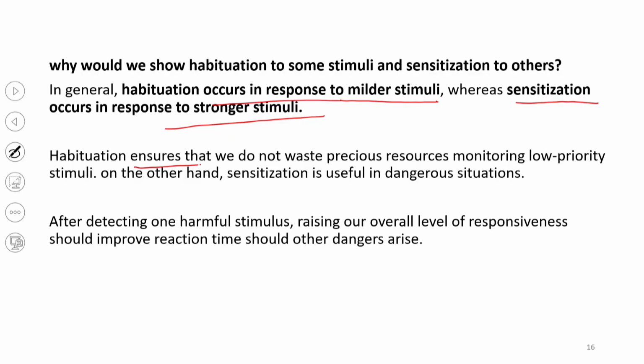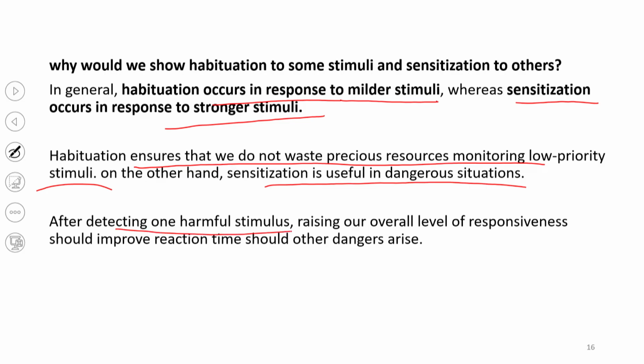So, habituation ensures that we do not waste precious resources in monitoring low priority stimuli. These are all adaptation processes. When something is not dangerous and it is a low stimuli, we should not waste our energy on something which does not require attention. Okay? So, we do not pay attention. On the other hand, sensitization is useful in dangerous situations, particularly when stimuli is very strong and possibly dangerous. Then we have to pay attention, because it is now the question of your survival and so on.